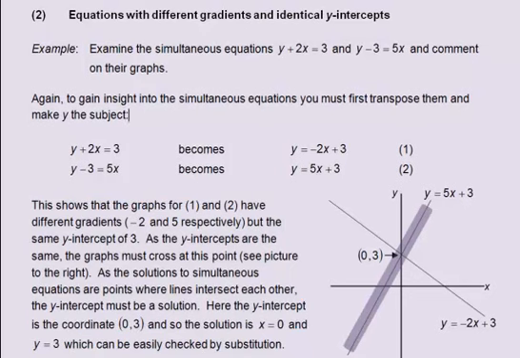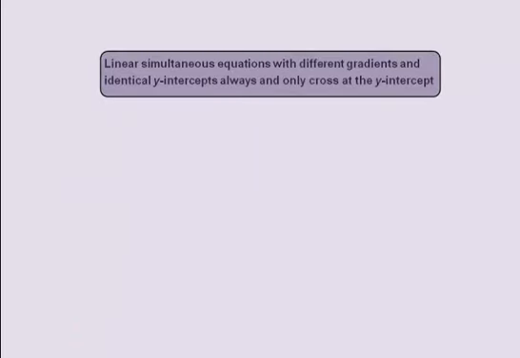This is the line y equals 5x plus 3, and this is the line y equals minus 2x plus 3. You can see that they cross at the y-intercept 0, 3. Linear simultaneous equations with different gradients and identical y-intercepts always and only cross at the y-intercept.